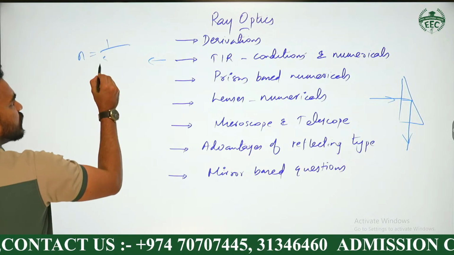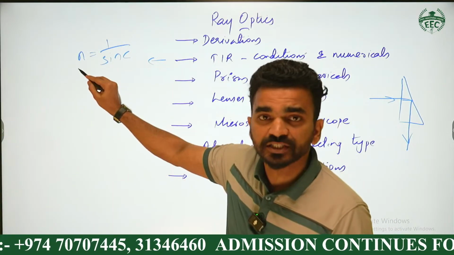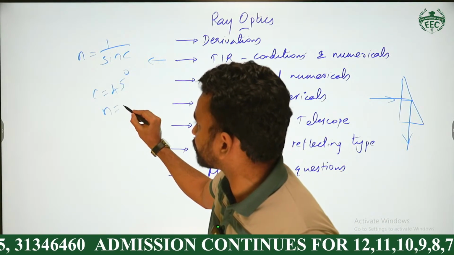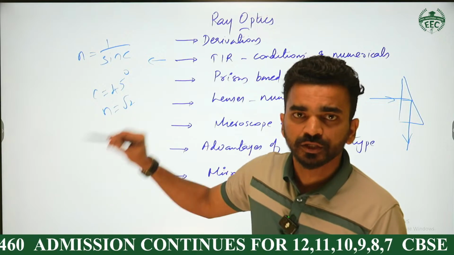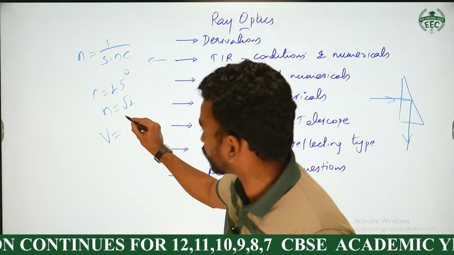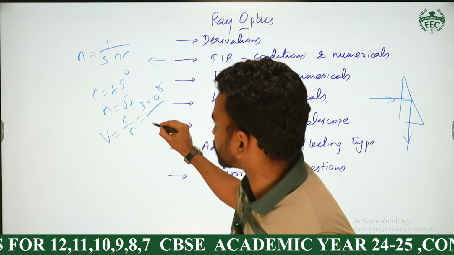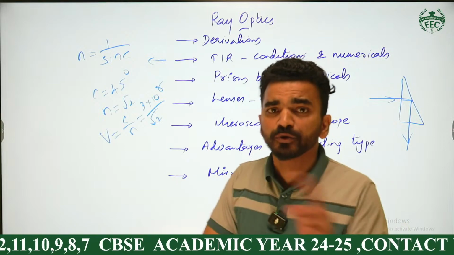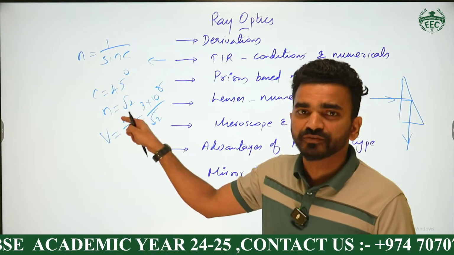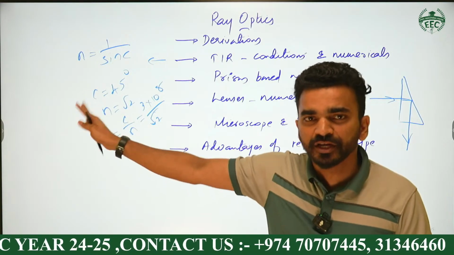Don't forget about this. N is equal to 1 by sin C. They will provide the critical angle, like 45 degree. Then what's the N value? If suppose the critical angle is 45 degree, what is the refractive index then? Root 2, right? If you substitute that, you will get root 2. Then they ask, what is the velocity of light in the medium? C by N. What's the value? C, 3 into 10 raised to 8, by the refractive index, root 2. 1 by root 2 is how much? 0.707, because you learned that earlier. So 3 into 0.707 comes to 2.1 into 10 raised to 8. It's a direct one, I'm remembering one of the previous year questions.